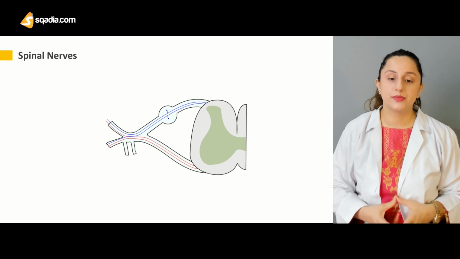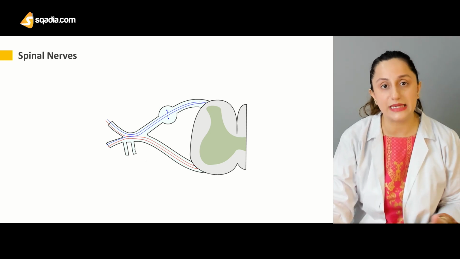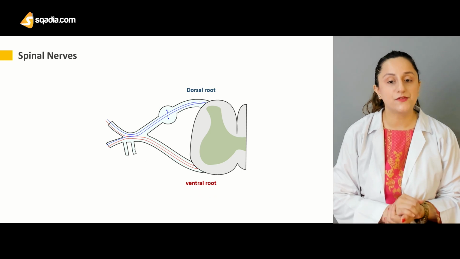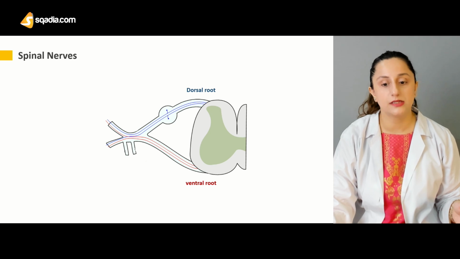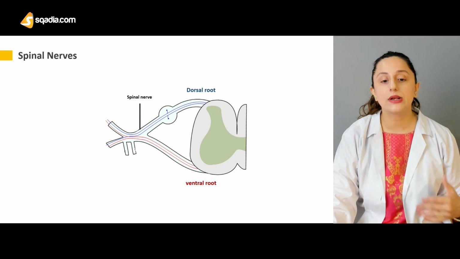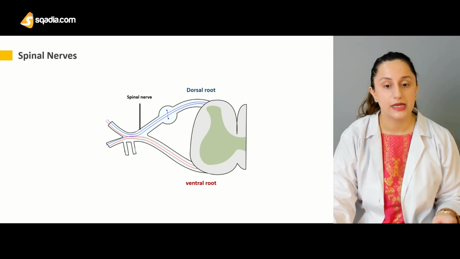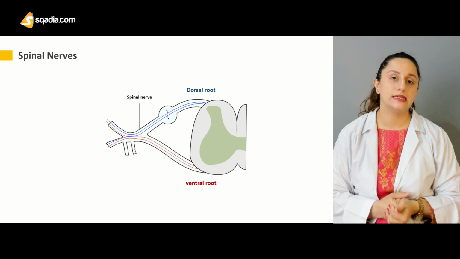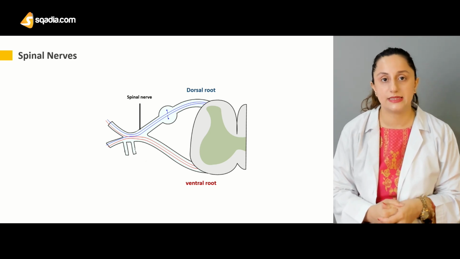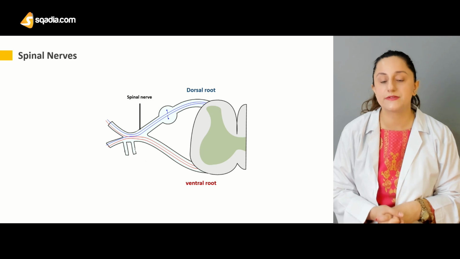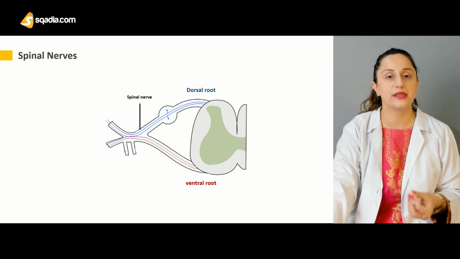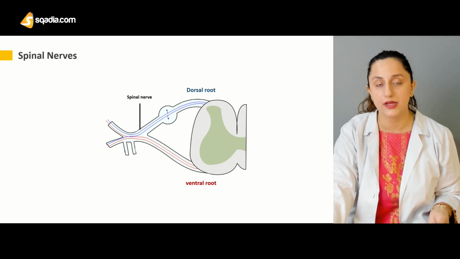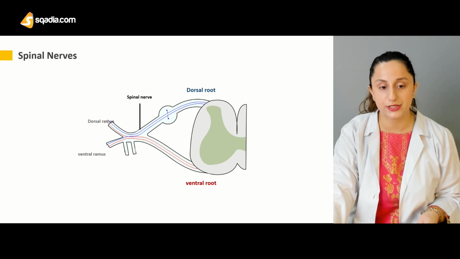Now, one must remember how a spinal nerve is formed. First of all, we have a dorsal root, which comes out of the dorsal horn of the gray matter, and the ventral root, which comes out of the ventral horn of the gray matter. They combine to form the spinal nerve. The dorsal root is carrying the sensory nerves, and the ventral root, or anterior root, is carrying the motor nerves, and they are all joined together. So it forms a mixed nerve, which is called a spinal nerve.